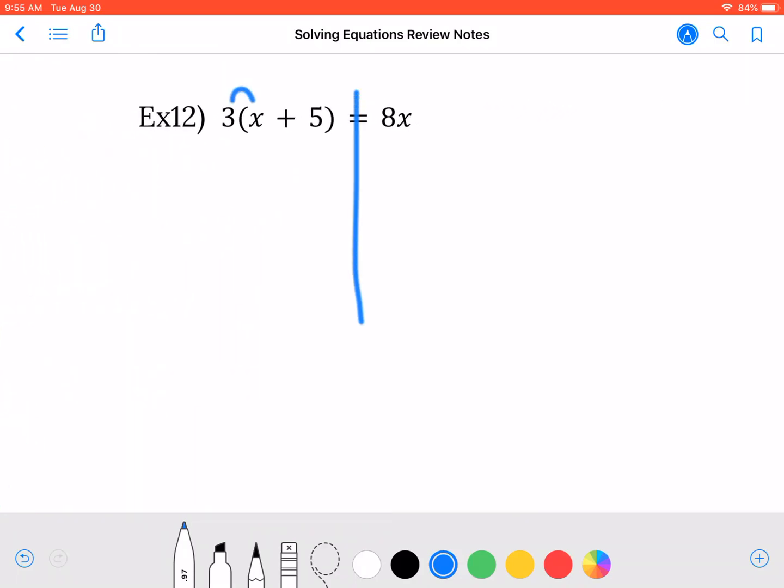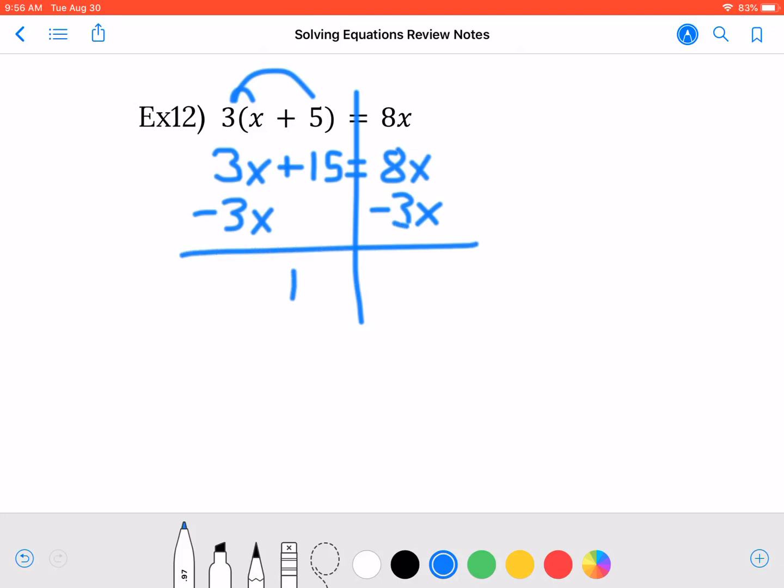Okay, on number 12, we have the distributive property that has to happen first. So a common mistake here is to forget to multiply that 3 out by the second value in there. So the 3 also multiplies by the 5 to make it 15. And now let's get our variables on the same side. So I'm going to subtract 3x from both sides. We get 15 equals 5x. And then divide both sides by 5. And I end up with x equals 3, or 3 equals x.